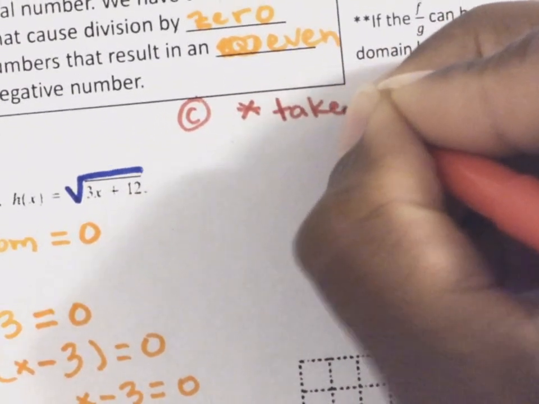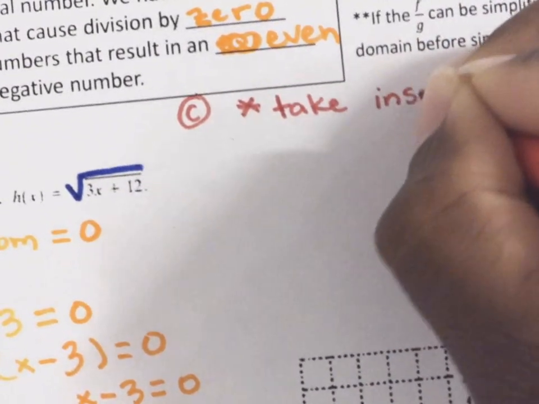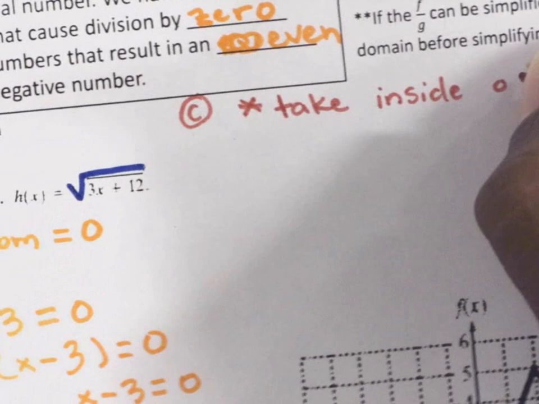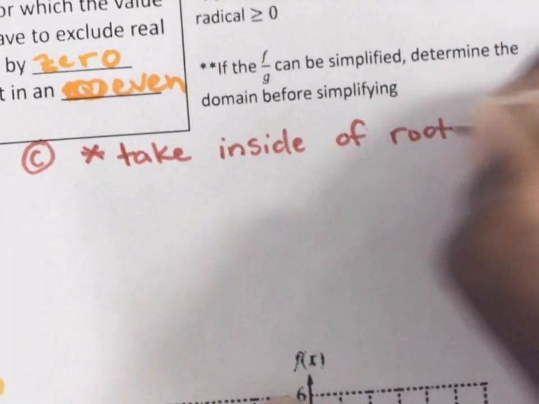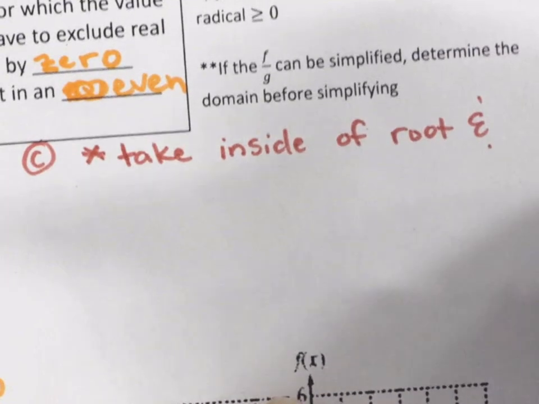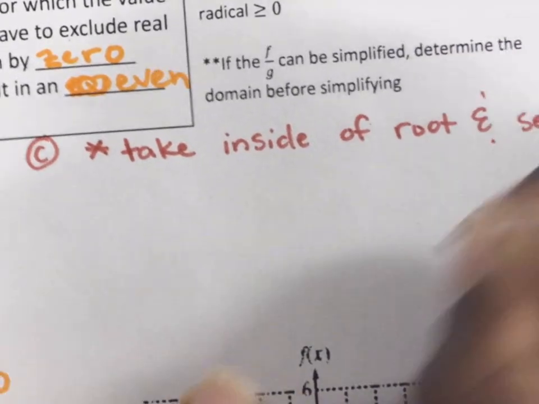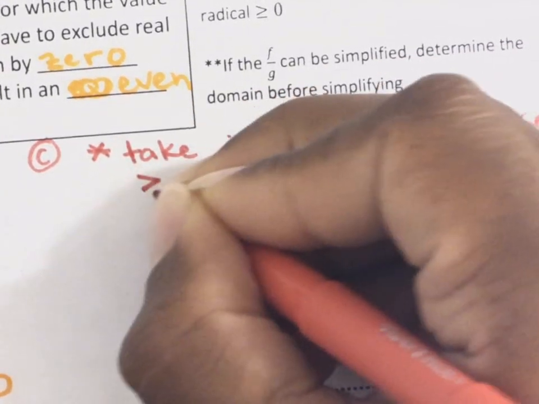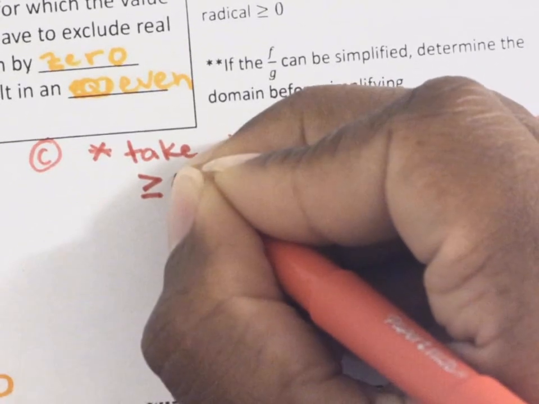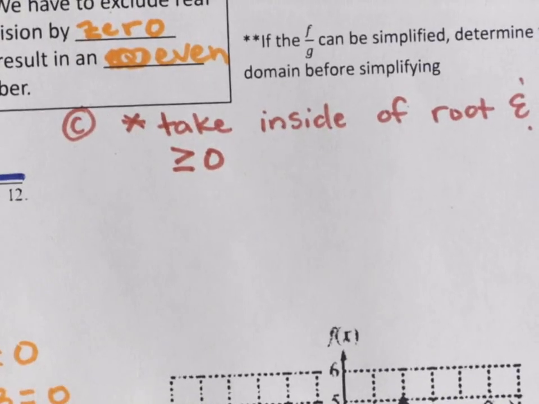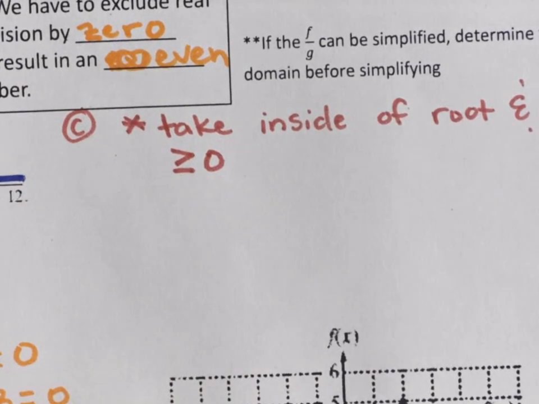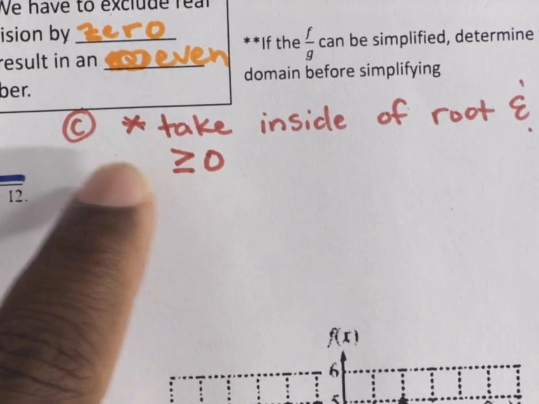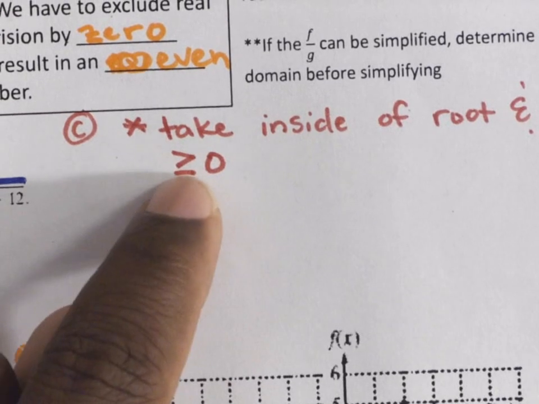So we take what's under here, and just so we got the little note, we're going to take inside of the root, and set it greater than or equal to 0. What kind of numbers would be less than 0? Negative. So this is basically saying what numbers will make this true.